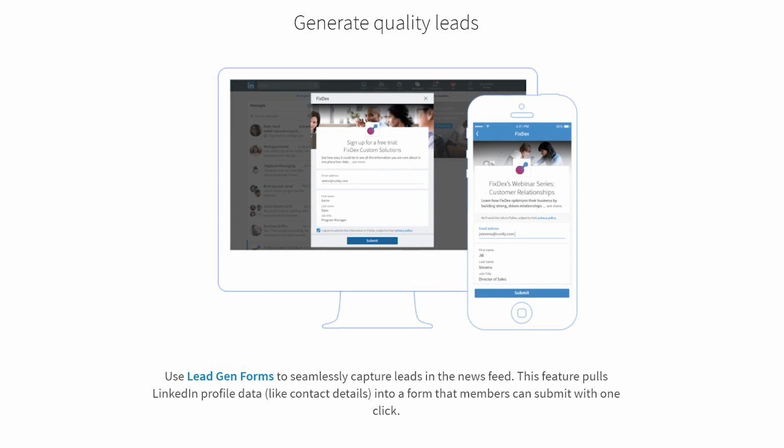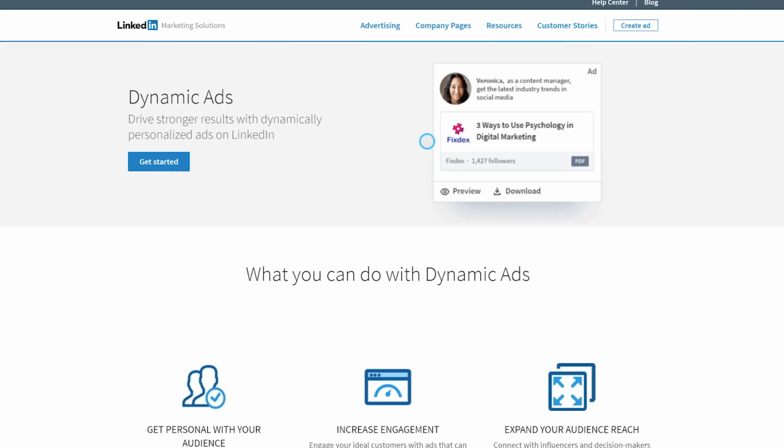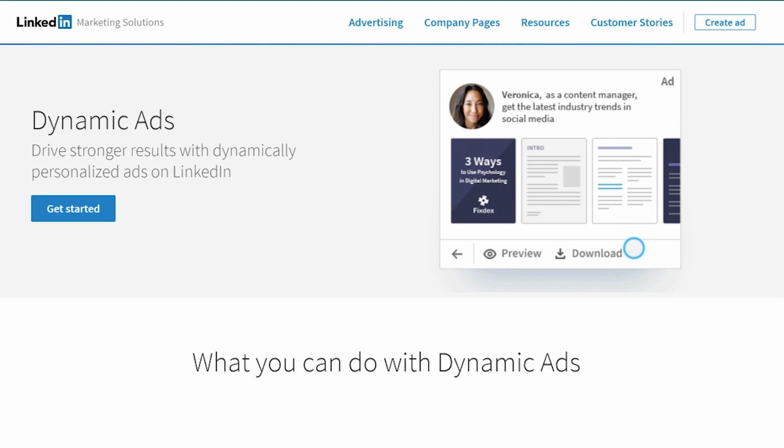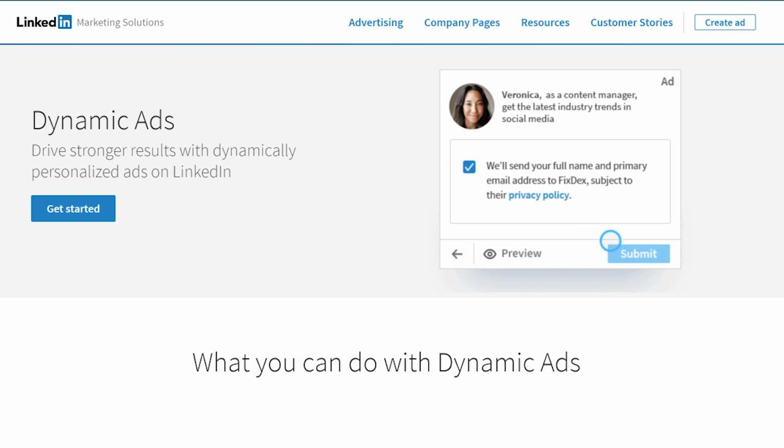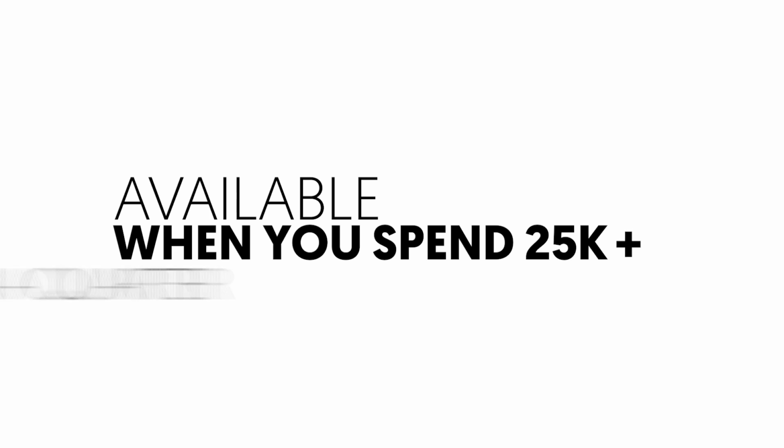Another form of sponsored content is lead gen forms. This is actually a lead form that pops up when they click on the ad in the LinkedIn newsfeed. This creates less friction. They don't have to visit your website to fill out a form. It gives you a cheaper cost per lead. We also have dynamic ads, which are a display placement on the right-hand side of the LinkedIn newsfeed. And those are only available if you spend $25K minimum within a quarter.